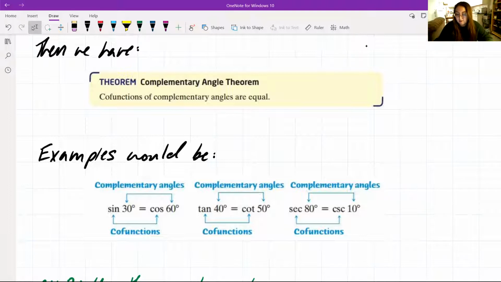In our next example, complementary angles would be 40 degrees and 50 degrees since they add up to 90. Co-functions in this case would be tangent and cotangent. And then in our final example, complementary angles would be 80 degrees and 10 degrees since they add up to 90 degrees, and their co-functions are secant and cosecant.